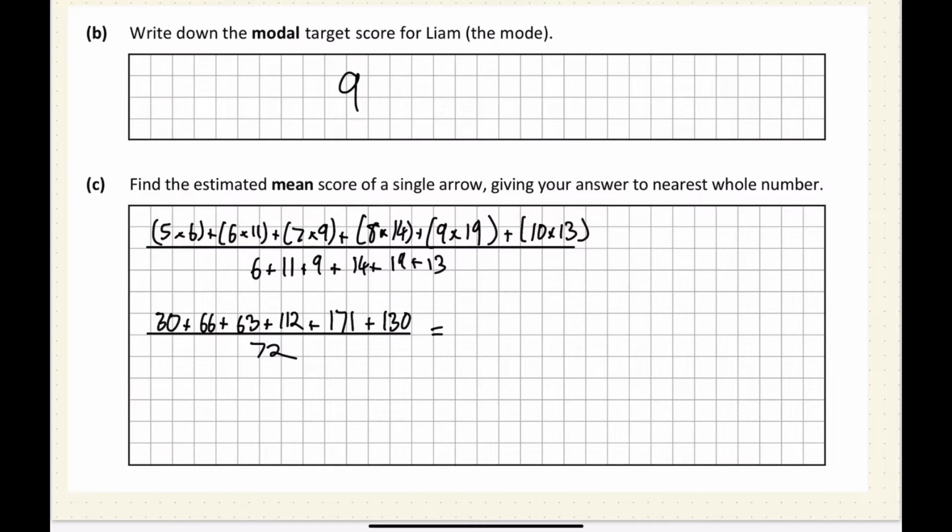We have 30 plus 66 plus 63 plus 112 plus 171 plus 130, which is equal to 572, divided by 72, which is going to equal 7.94444. So 7.94 recurring. It wants it to the nearest whole number, so we say that that is approximately equal to 8. All right, so that is part C. That's for the estimated mean.